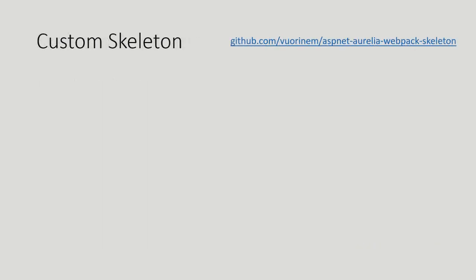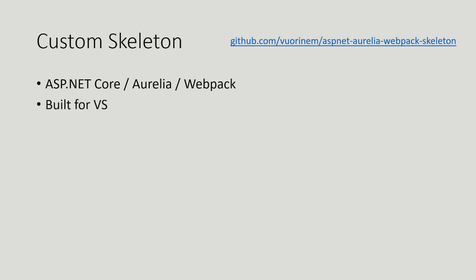So I have my ASP.NET Core Aurelia Webpack skeleton application that I've used with a couple of my projects. It's really easy to get started, and it's built for Visual Studio. You can just open it up in Visual Studio, hit F5, and that works. You have the hot module replacement Webpack running in the background. You can publish from Visual Studio without any extra configuration. You don't need to run anything from your command line.